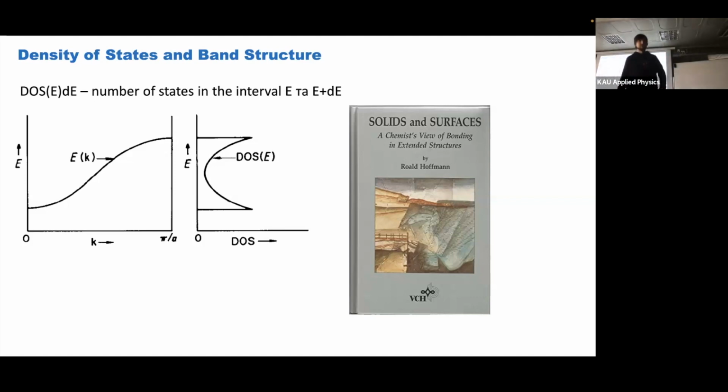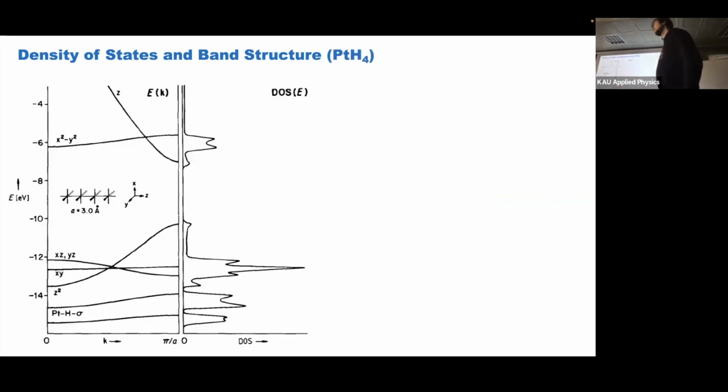And now I'll show you some examples from this book. Here is the density of states for platinum H4. It's a rather complicated picture. It's more complicated than our parabolas, but it also consists of parabolas. This parabola, but we have a lot of parabolas. Okay, and how can we imagine it? Let's say we have this picture, and we want to estimate how the density of states plot will look.